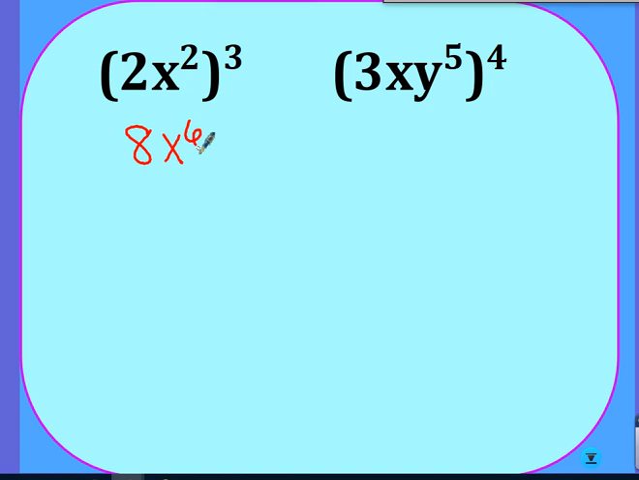For the next example, you are going to start out by raising 3 to the fourth power. That is 81. Now you will raise x to the fourth power, and then you will raise y to the fifth to the fourth power. Giving you a final answer of 81, x to the fourth, y to the 20th.